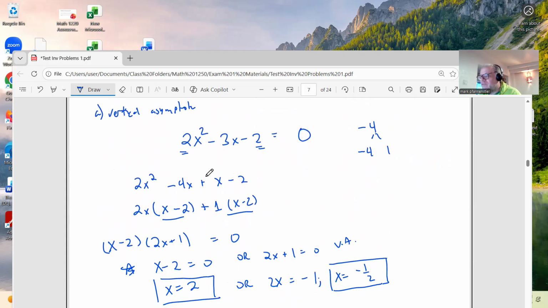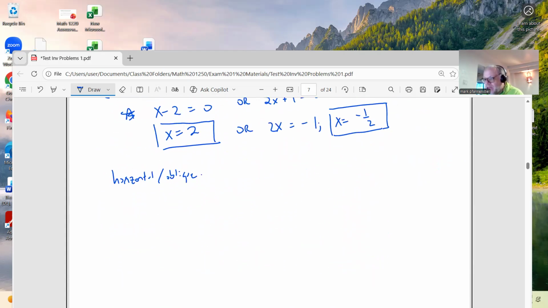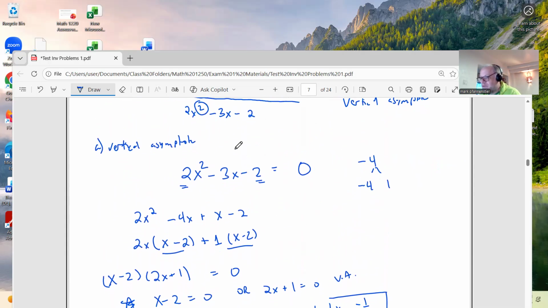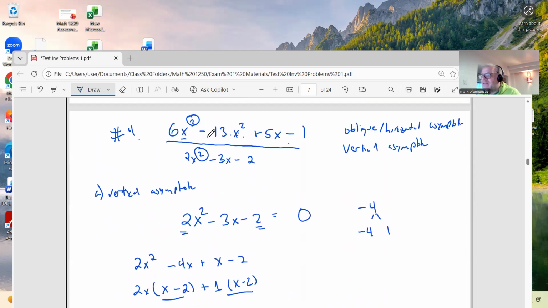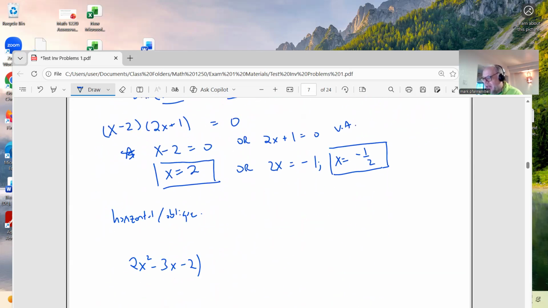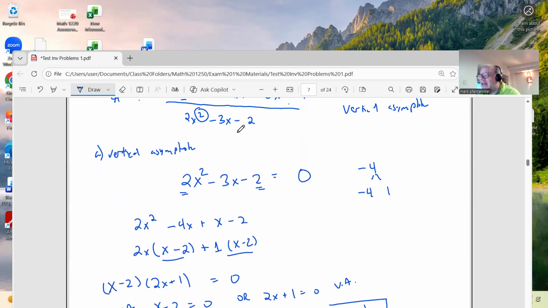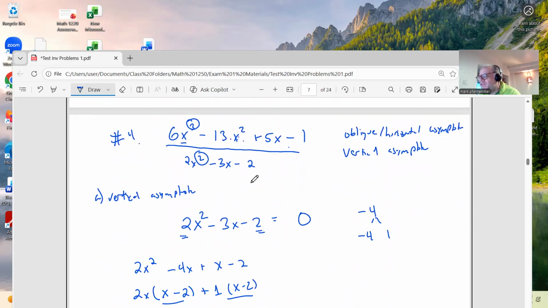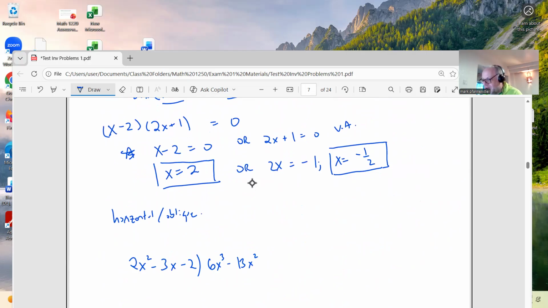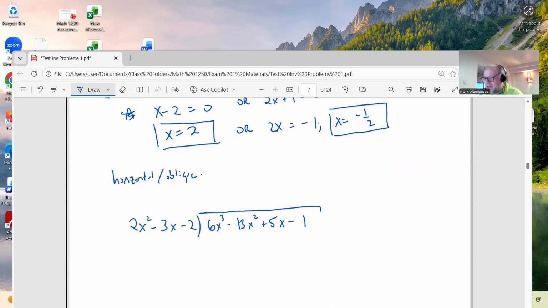We have 2x squared minus 3x minus 2 dividing into, remember doing long division, how much fun this was, 6x cubed minus 13x squared, I believe. Still checking it. Yeah, 13x squared plus 5x minus 1. Then we just have to go through the motions of doing this polynomial division.